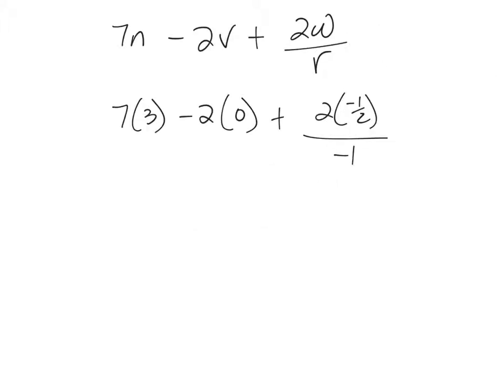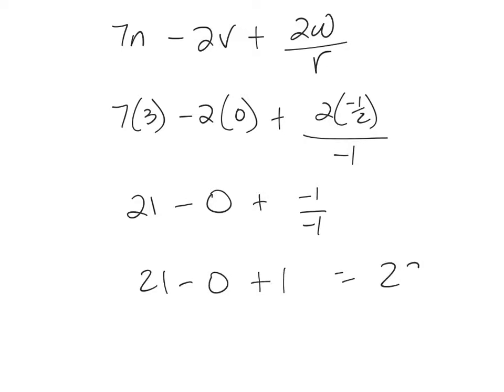All right, so 7 times 3? 21. Minus, what's 2 times 0? 0. Plus, don't attack this fraction all at once. What is 2 times negative 1/2? Negative 1. Over negative 1. So what is negative 1 over negative 1? What is anything over itself? It's 1, right? So we got 21 minus 0 plus 1, which is 22.